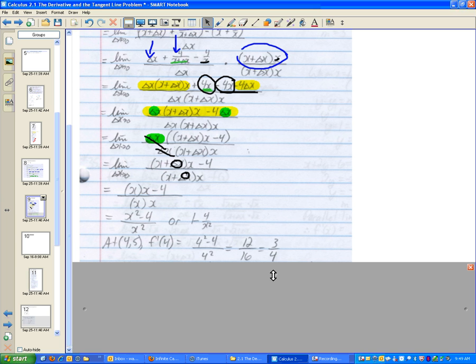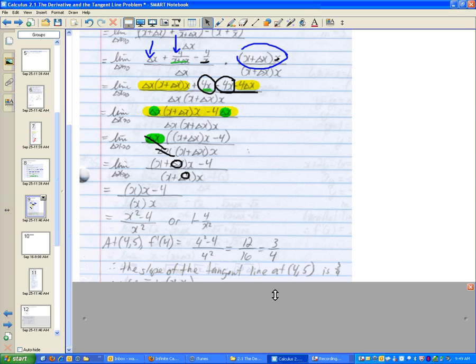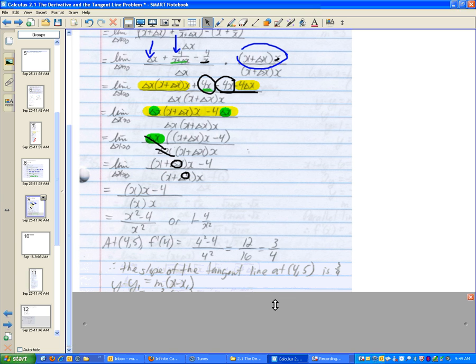All right, we've got the slope of the tangent line. We still don't have part A finished. We still don't have the equation of the tangent line. But we know the slope is 3/4. We know that the line goes through the point (4, 5), so we can use the point-slope form of an equation of a line. So the slope of the tangent line at the point (4, 5) is 3/4.